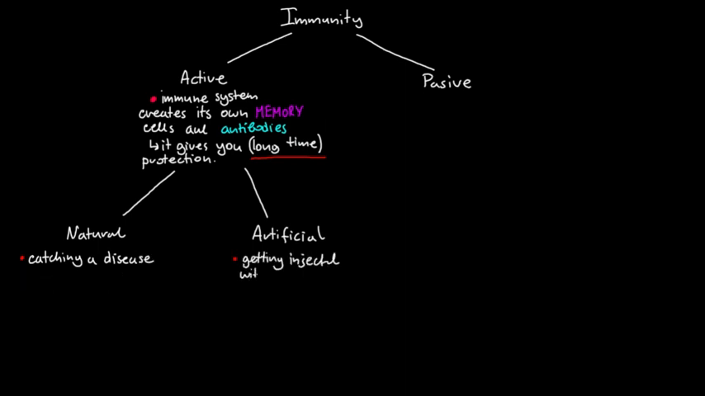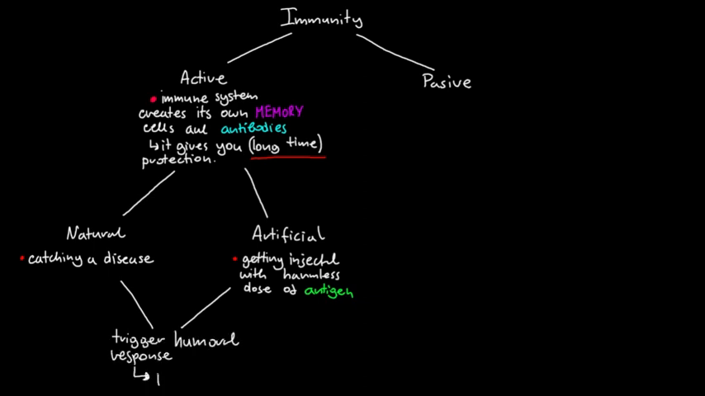The natural case is basically catching a disease. So you would undergo the primary response and produce your memory cells and antibodies respectively. But we also have the artificial one, which is our vaccine. A vaccine is a harmless dose of antigen, which will also trigger the humoral response, and therefore produce antibodies and memory cells for the long term.